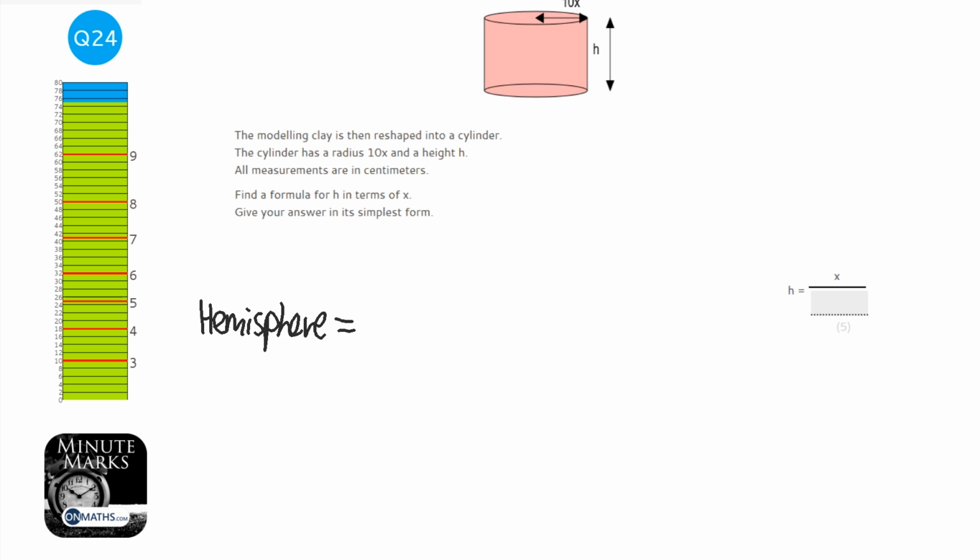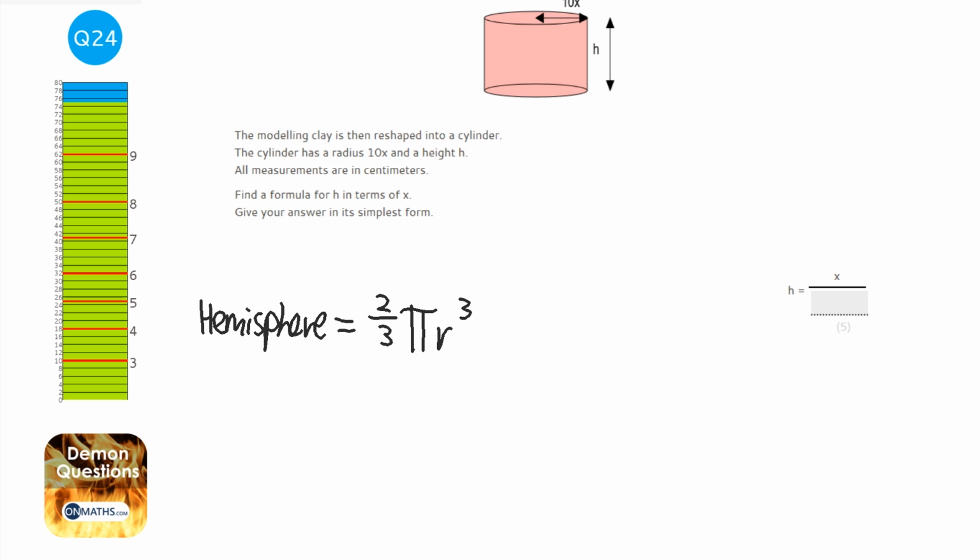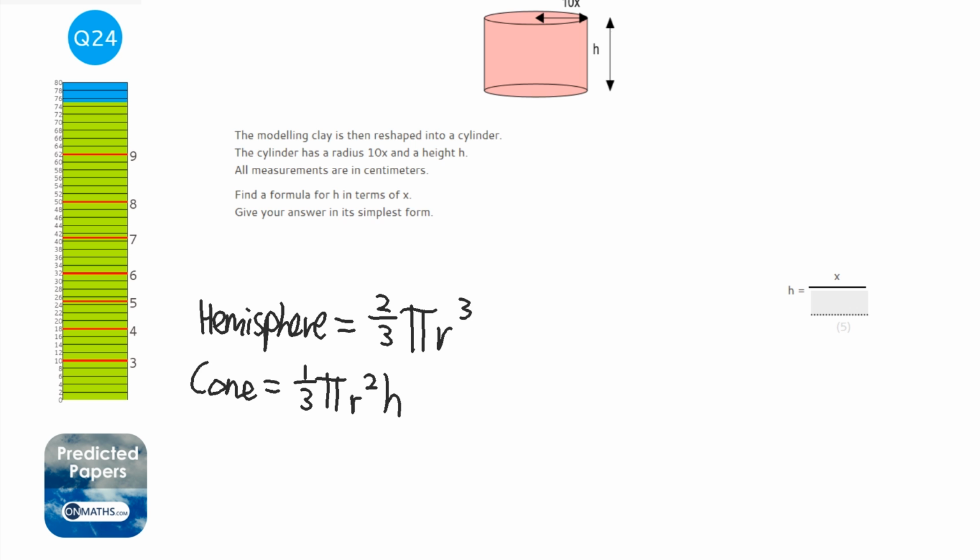And some of these formulas you will be given. So a hemisphere is a volume of a sphere and then halved. So instead of 4 over 3, I can just say 2 over 3, which is half of 4 over 3, pi r cubed. The cone that we've got is going to be 1/3 pi r squared h. And then the cylinder we have is the area of the circle times the height.